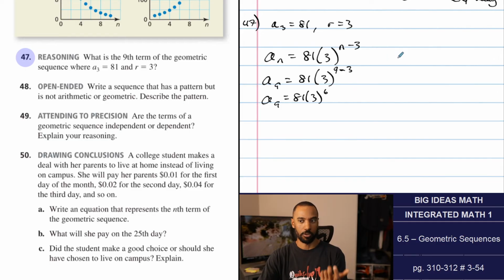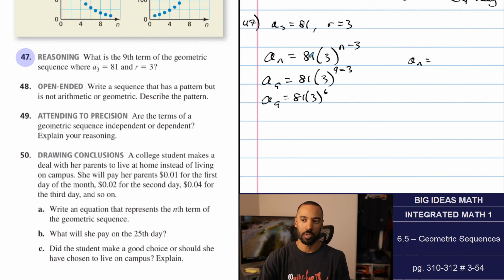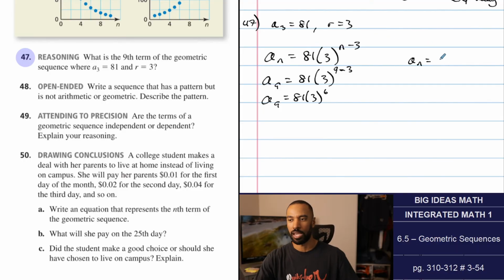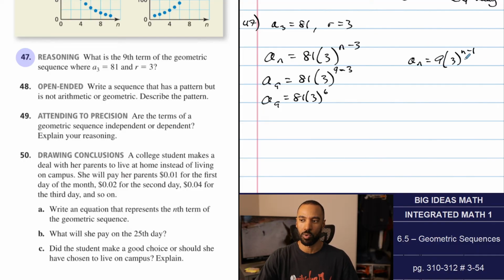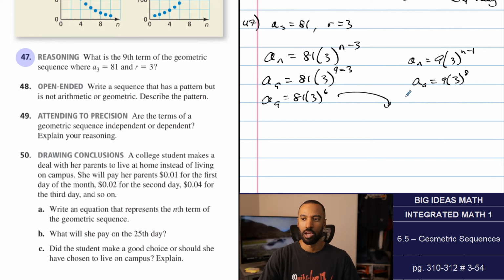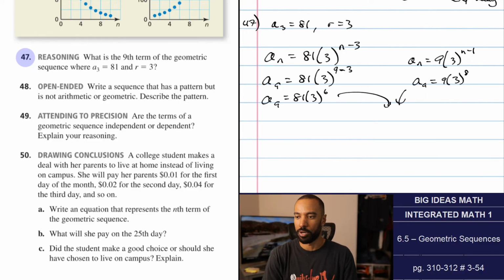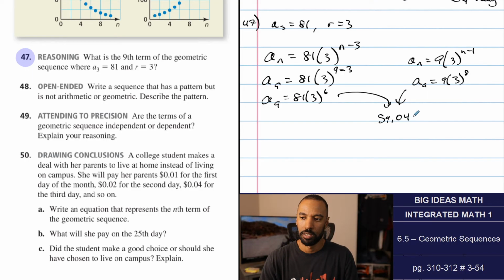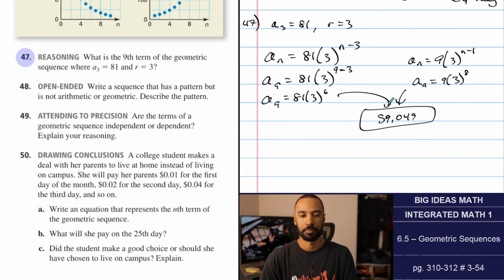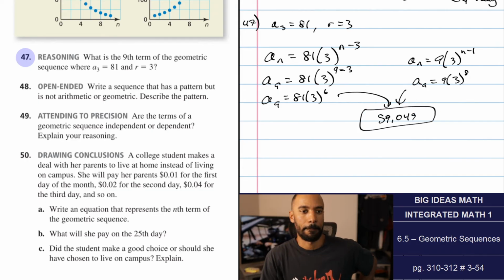I could have also come from the first term. I could have said a sub n equals, we could have divided by 3 twice, 27, 9. We could have said 9 times 3 to the n minus 1 power, and you get the same answer if you do a sub 9 equals 9 times 3 to the 8th. A lot of different ways you can do this, but from here or from here, we're going to get the same answer. And I don't know what it is. So I'm going to do 81 times 3 to the 6th. And I'm getting 59,049. I'll just stick with it like that.